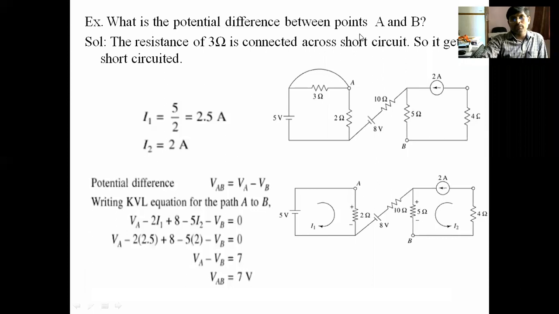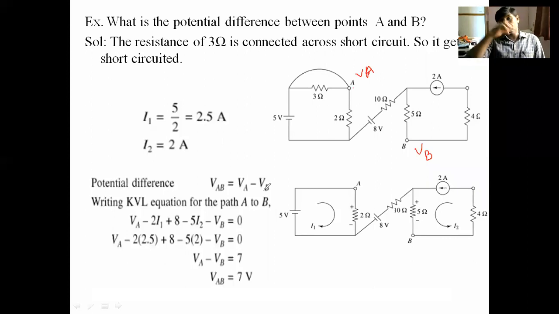What is the potential difference between points A and B? See here, the circuit is given like this. It is similar to your previous one, but he asked us to find the potential difference between points A and B. That is VA minus VB. VAB is equal to VA minus VB.